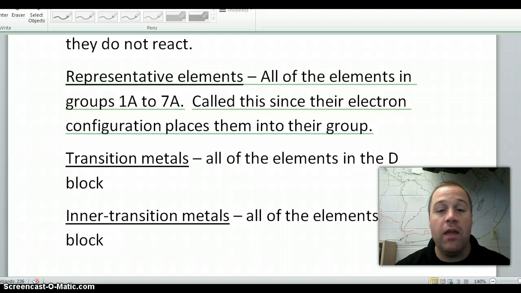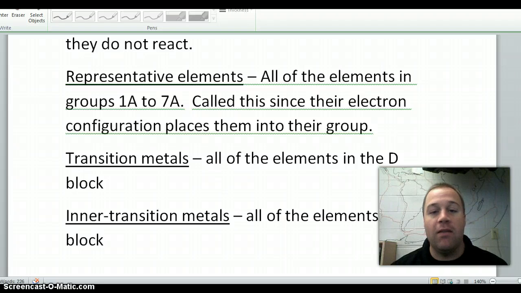Representative elements are all the elements in the tall columns. So the alkali metals, the alkaline earth metals, everything in the P block. Essentially, it's the S and P blocks. The reason why they're called representative is their valence electrons are represented by what number tall group they're in. And we're going to spend a lot of time talking about that as we go forward and start talking about the trends on the periodic table in the future.